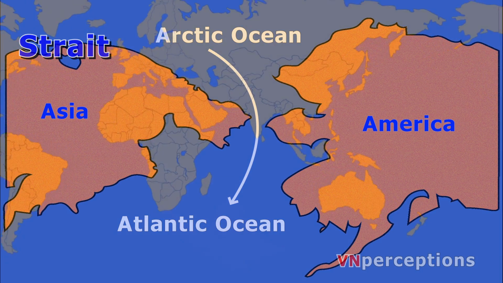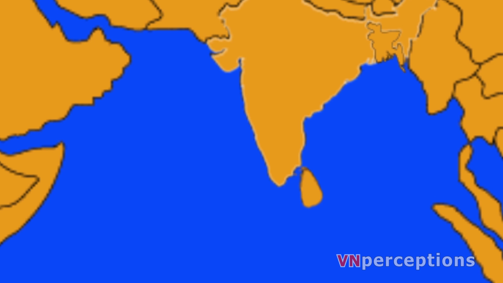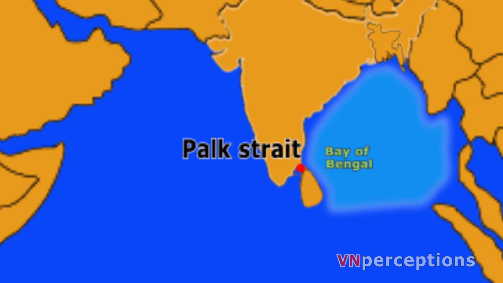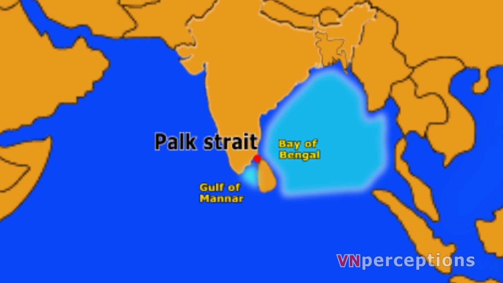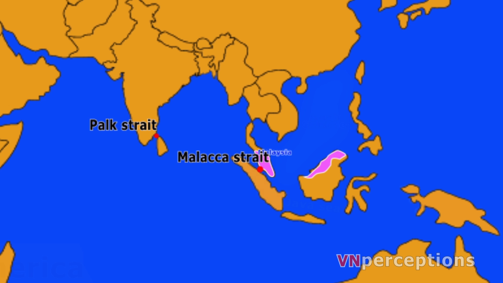So if I take up the straits found around India, the first one would be the Palk Strait. It connects the Bay of Bengal at the northeast end to the Gulf of Mannar at the western end. Next one, the Malacca Strait. It separates peninsular Malaysia from Sumatra Island of Indonesia.